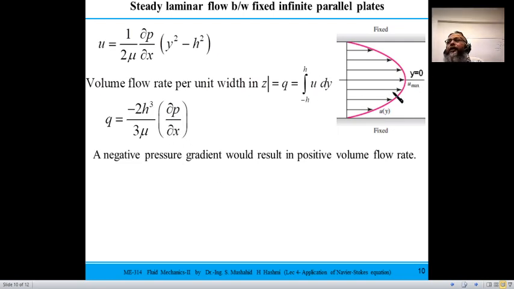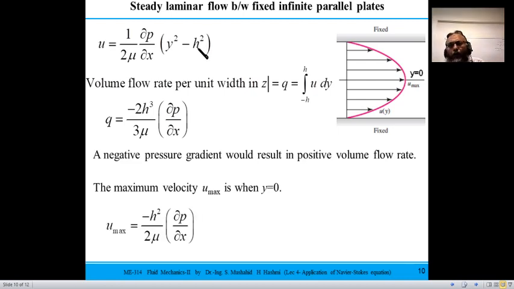The negative pressure gradient is actually called, as we will learn later also, a favorable pressure gradient, because this favors the fluid to move between the two fixed plates. Its maximum velocity we can easily work out, because we just substitute y equals 0. So your maximum velocity would depend on h square, not h cube. This is the difference, because when you put y equals 0, it will only end up with h square here.